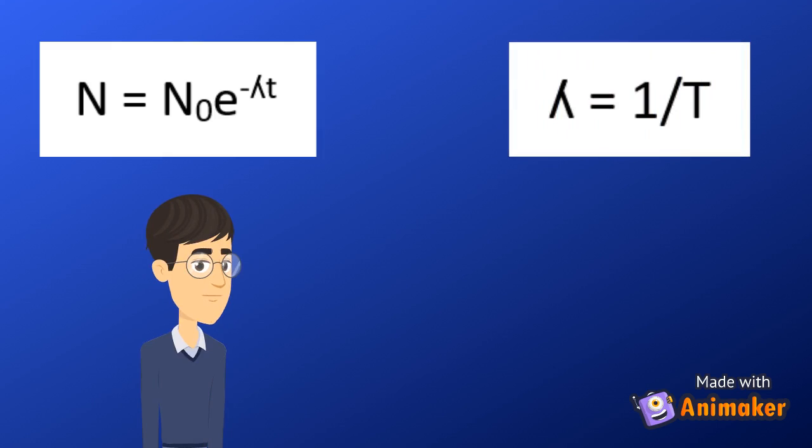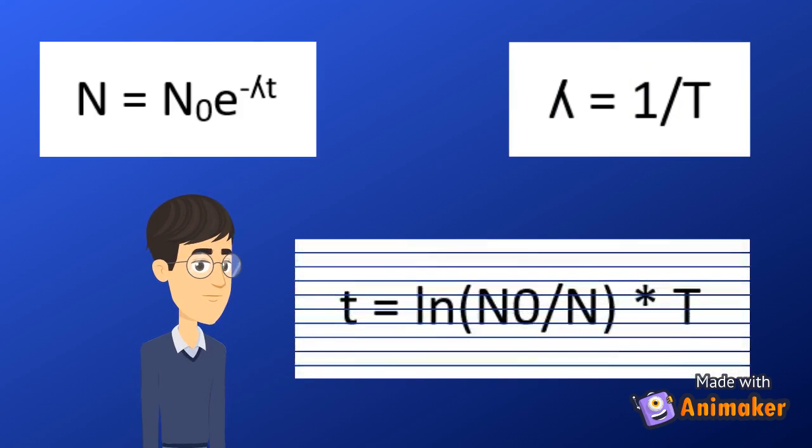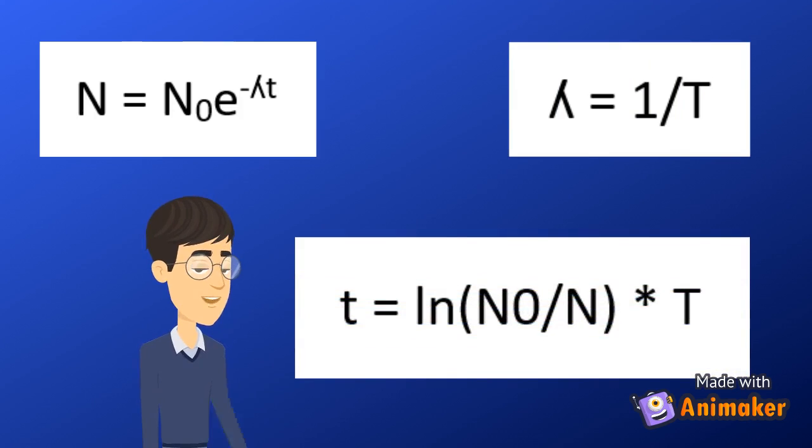Mean life is nothing but the average or expected time a given atom will survive before undergoing radioactive decay. Therefore, the equation can be rewritten as t = ln(N0/N) × T, where capital T is the mean life.